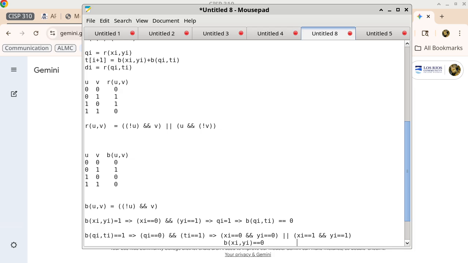What about the other one? What if xi is a 1 and yi is also a 1? The b function applied to xiyi would be the last row of the b function. So b is going to return a 0 as well. So regardless of whether they're both zeros or both ones, b of xiyi will return a 0. Therefore, we have a conclusion: if b of qiti is a 1, it is guaranteed that b of xiyi is a 0.